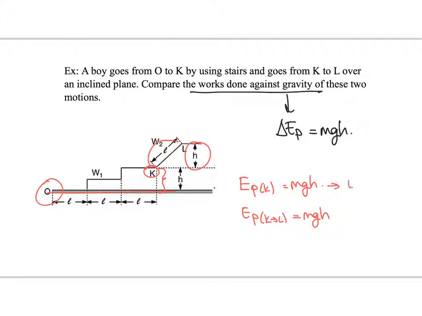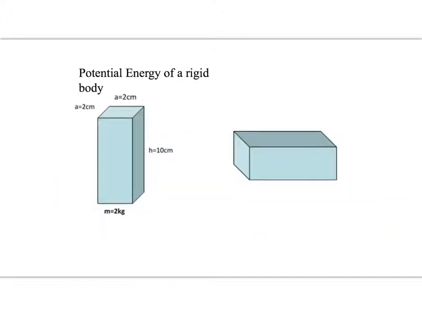So this is the work done in going up the stairs and this is the work done going up the inclined plane. So you see that they are equal to each other, so I have the ratio 1. We've said that the potential energy is equal to m times g times the height. We think here the object as point object, but if the object is a rigid body, so how we're going to find the potential energy of a rigid body?